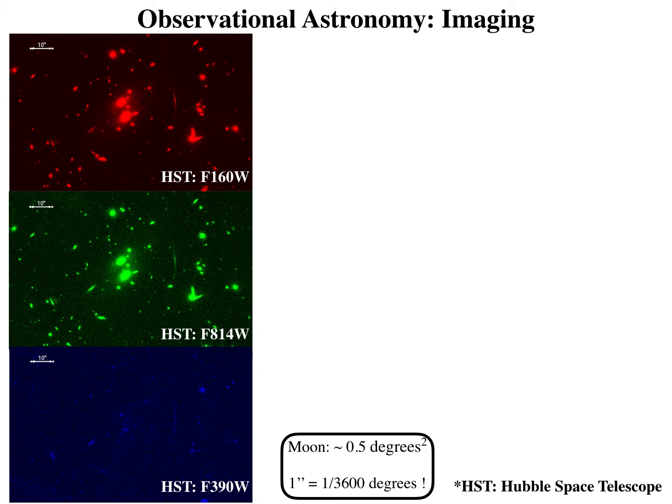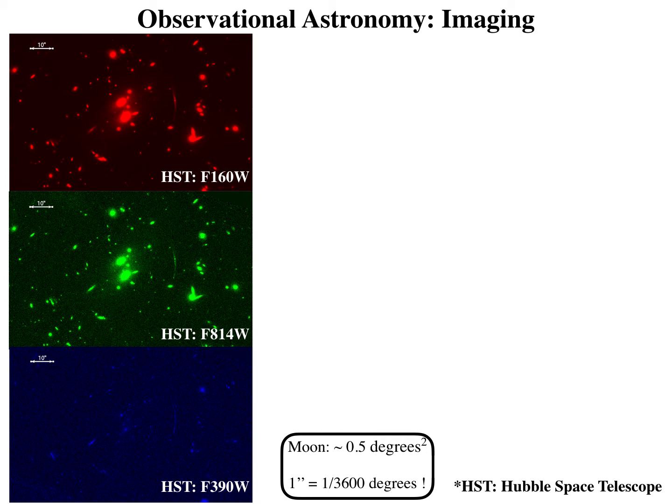So here on the left panel you can see three images taken from Hubble Space Telescope for the same field of view, and I deliberately colored them red, green and blue depending on the wavelengths that I'm using for each one of the filters.